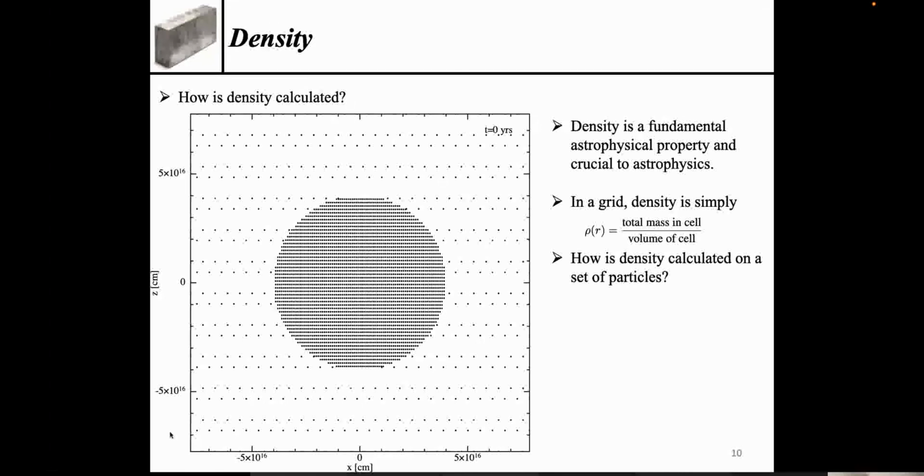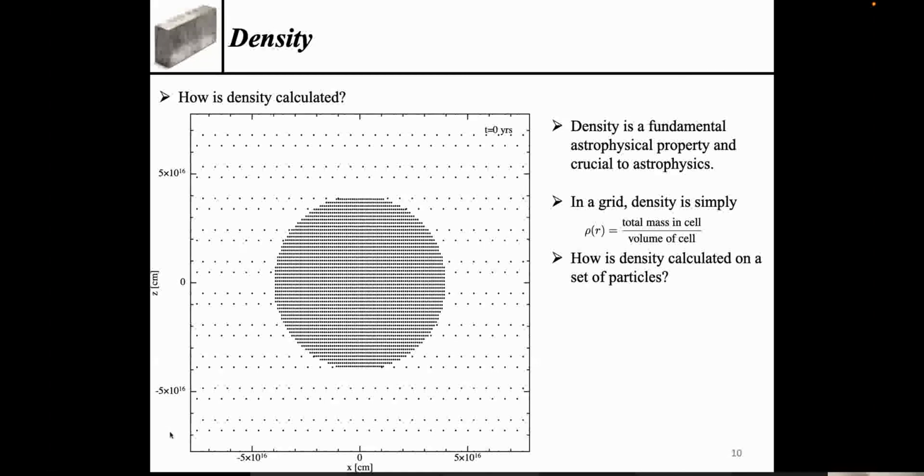And density is arguably the most fundamental property in astrophysics and is definitely the most fundamental property in SPH. So the question is, how do we calculate that? In a grid, it's very simple. You have your cell of finite volume. You can just calculate the total mass in it, and you have density. But here we just have a bunch of individual particles. So this becomes a little bit more of a complex method.